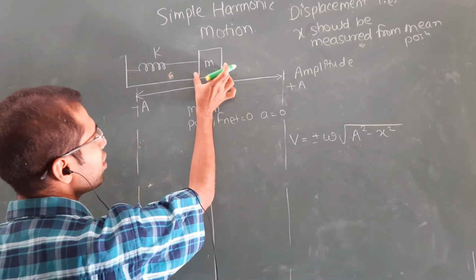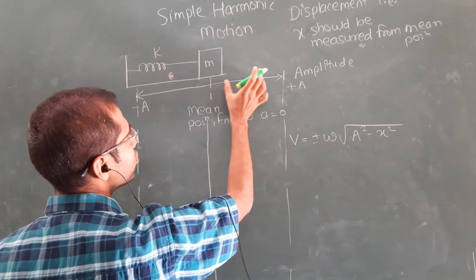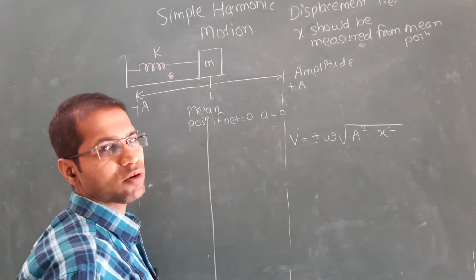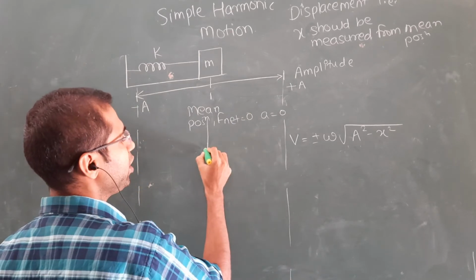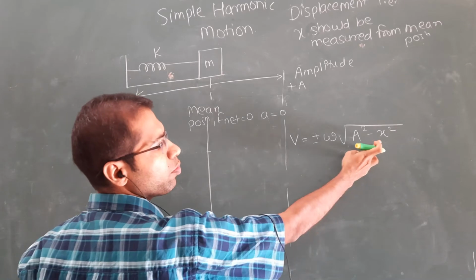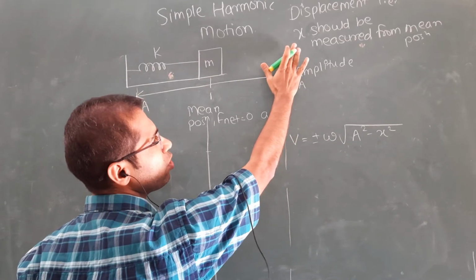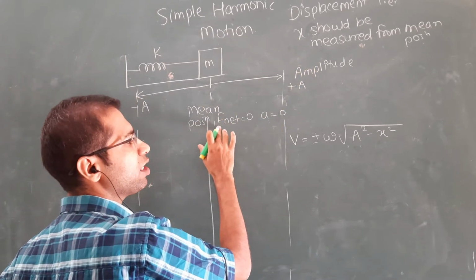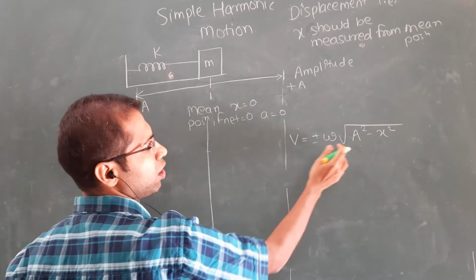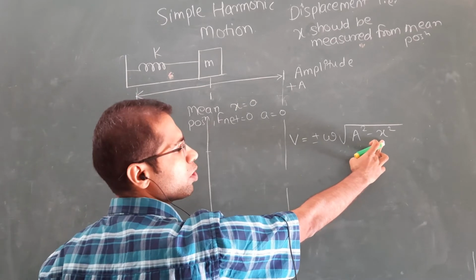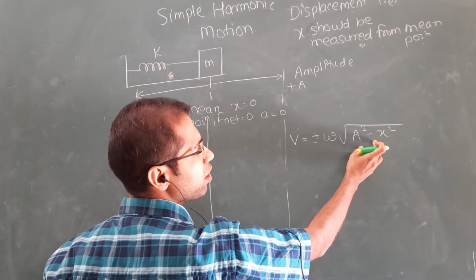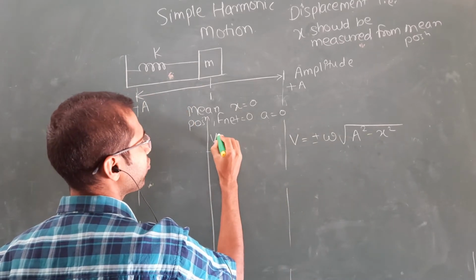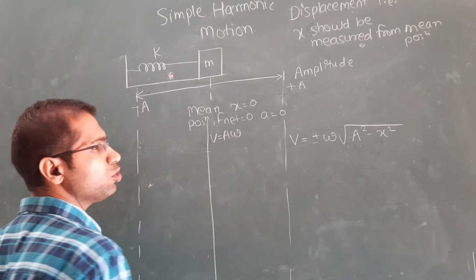So here if the particle or this mass is moving rightwards, velocity will also be rightwards. If the block is moving leftwards, velocity will also be leftwards. Yes. So now at the mean position, what is the velocity? At a mean position, as I told you before, displacement we are going to measure from the mean position. At a mean position, x is equal to 0. So this term becomes 0. So omega under root a square minus 0. So it becomes a omega. So here I am getting velocity is equal to a omega at the mean position.